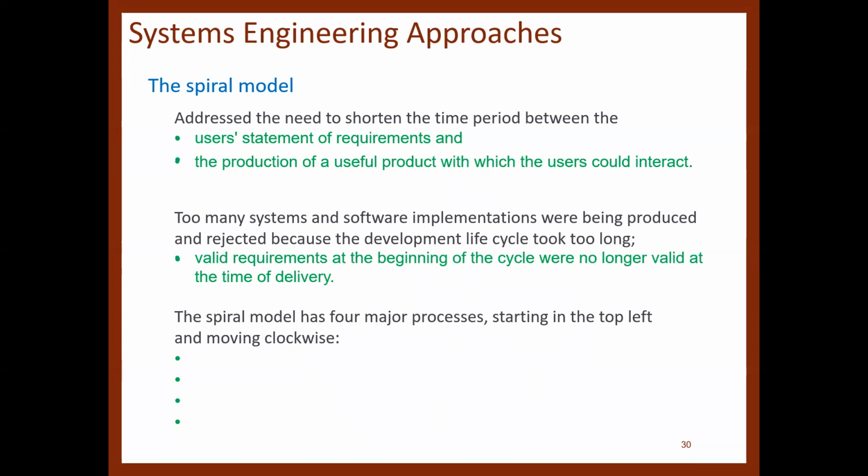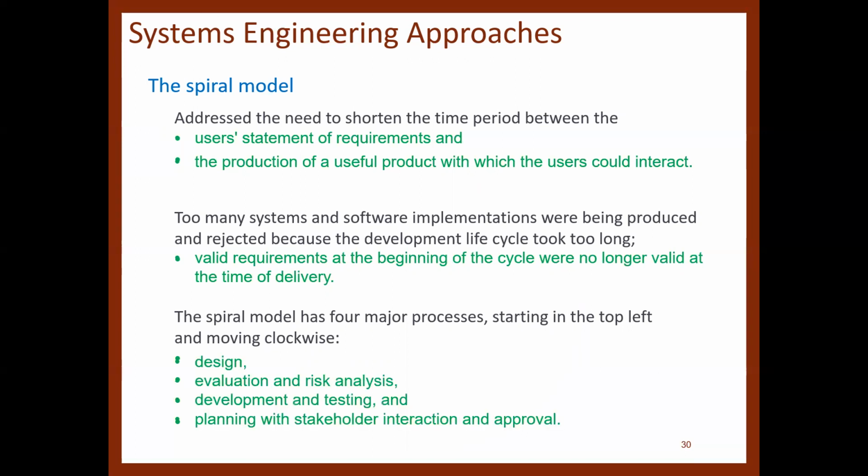The spiral model has 4 major processes, starting in the top left and moving clockwise: design, evaluation and risk analysis, development and testing, and planning with stakeholder interaction and approval.